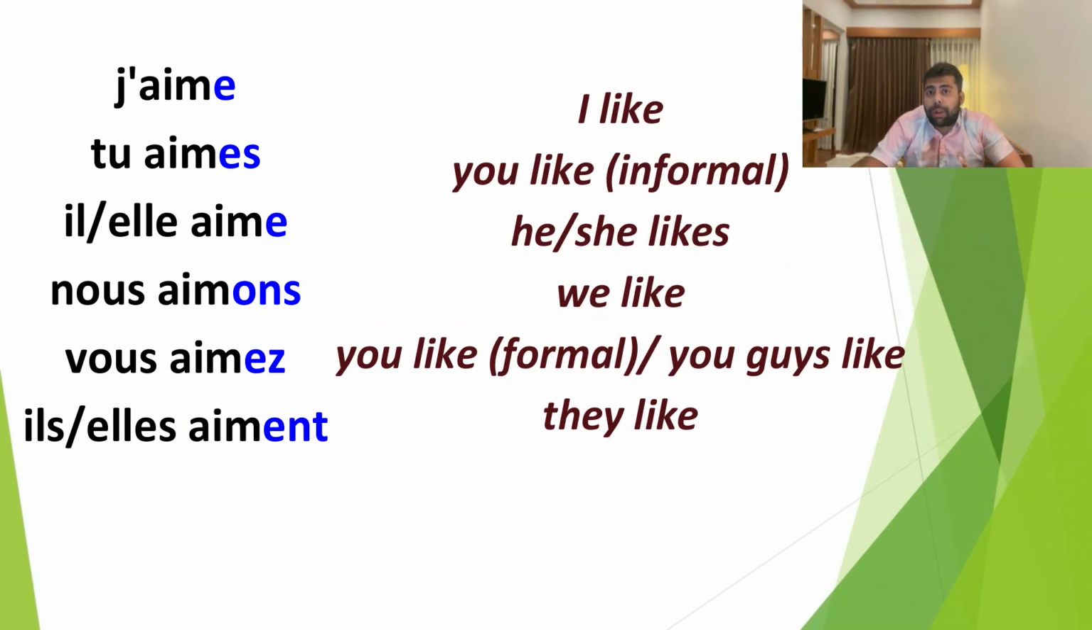But in this case, because aimer is starting with a vowel, we have to eliminate the E of je as well. So basically you have to write down J apostrophe, then AIME. So it becomes j'aime. That's what we say: I like. J'aime. Okay. Similarly for everything: tu aimes, il, elle aime, nous aimons, vous aimez, ils aiment, elles aiment.